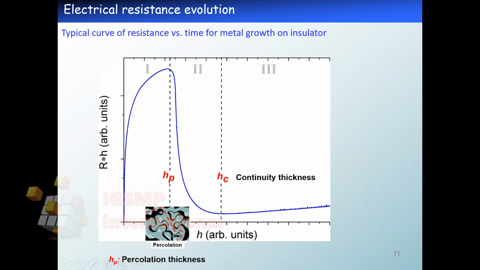path. And from this typical curve, where I plotted here the resistivity, in fact, as a function of film thickness, you can also detect percolation, but also here at the minimum of the curve, you can have information on the continuity thickness. That means the thickness at which the layer completely covers the substrate.